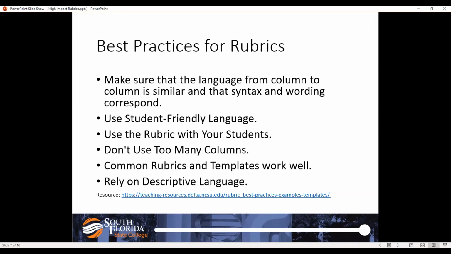Everybody usually does that. And don't use too many columns, because if it gets too big, then it's kind of hard for the students to get there. Common rubrics and templates work well, which we kind of do with our Gen Ed rubrics. And then rely on descriptive language. So that's just a few of the best practices.